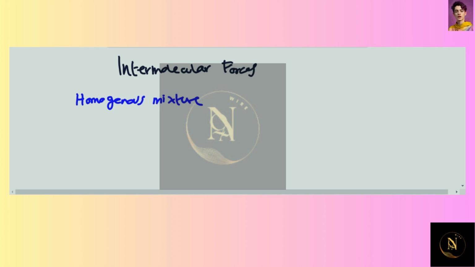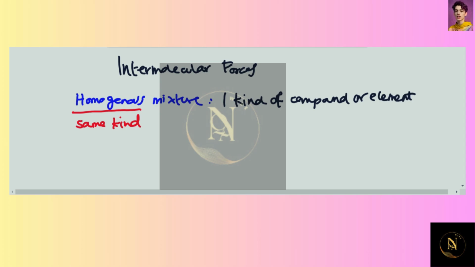So, the word homogeneous is Latin for same kind. So that should give you an idea of what the definition would be. It is a substance that contains only one kind of compound or element. Another important property of homogeneous solutions is that they have uniform composition and properties.